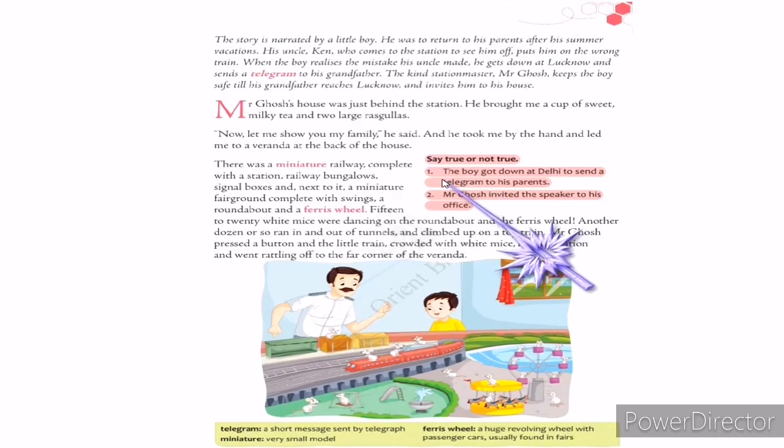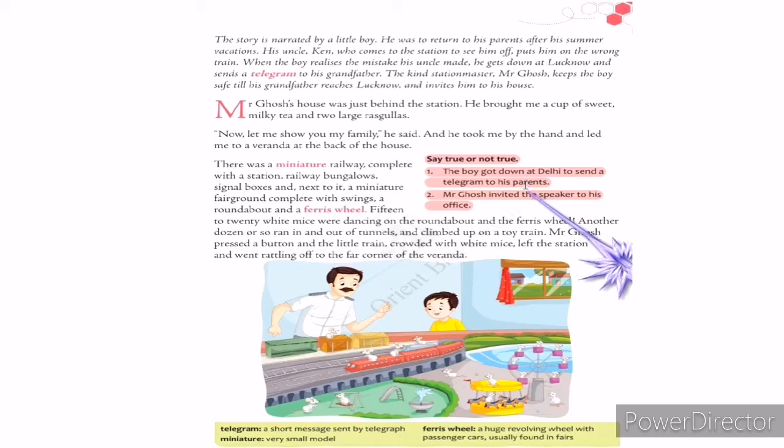Now here are some questions. Now we read about this page, what is happening in this lesson. Now we are going to see what is here. Say true or not true. Means you have to say whether it is correct or wrong. The first one, the boy got down at Delhi to send a telegram to his parents. Is it true? Is it correct? Did he get down at Delhi? No. Where did he get down? He gets down at Lucknow. So this sentence is not true.